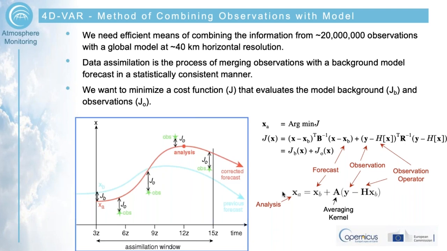And then the analysis, which is somewhere between the previous forecast and the observations, is then used to start a new forecast, which is essentially corrected by the observations. And then we see we have a more realistic trajectory of that arrow compared to the previous day's forecast.